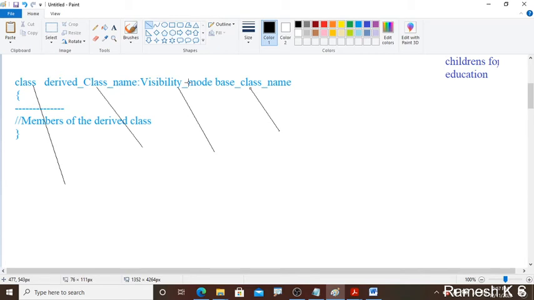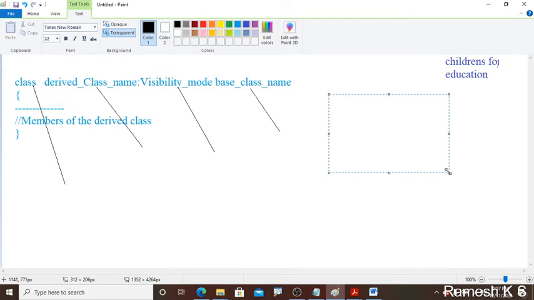Okay, now I am taking one simple example so that you can understand. Here class is a keyword, here we write the derived class name, our own name, the visibility mode may be public, private or protected, and the base class name is our own base class name. I am taking one simple example, base class and derived class. Okay, now class father.